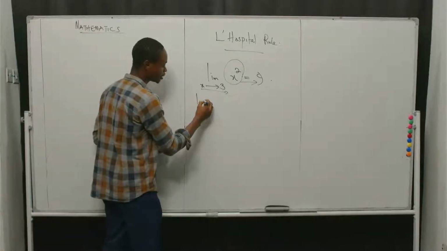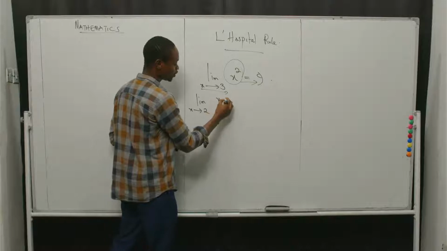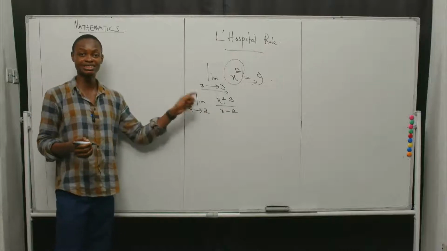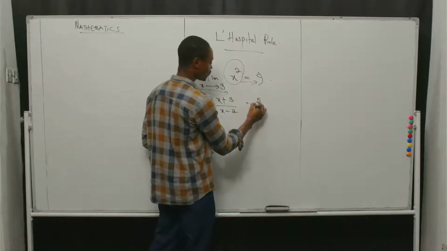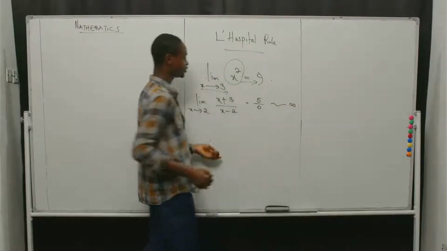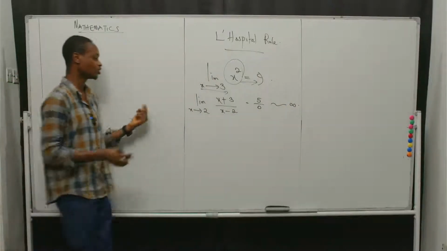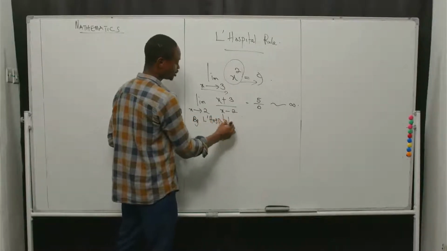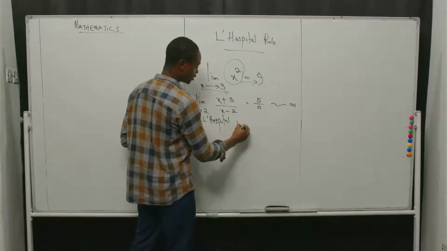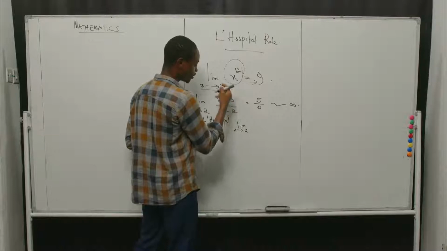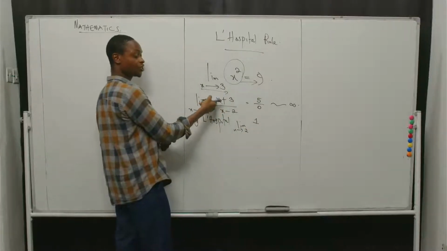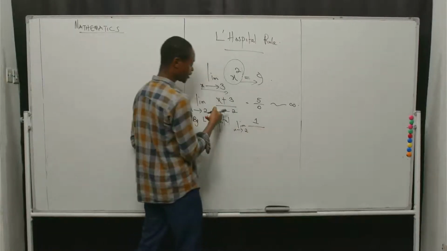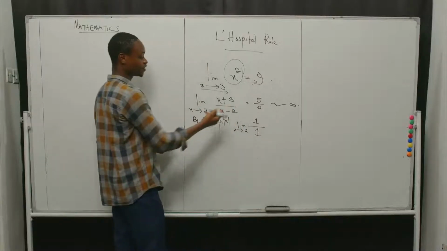A good example is if we take limit as x tends to 2 of (x plus 3) divided by (x minus 2). In this case, if we evaluated the limit directly, we would have 5 over 0, which is undefined. So instead of that, we differentiate. L'Hopital says we differentiate the numerator and denominator separately, so it becomes limit as x tends to 2. Differentiating the numerator, you have 1, because the differentiation of x is 1 by standard differentiation, and the differentiation of 3, which is a constant, is 0. This is divided by the differentiation of the denominator, where the x gives 1 and the differentiation of 2 is 0.